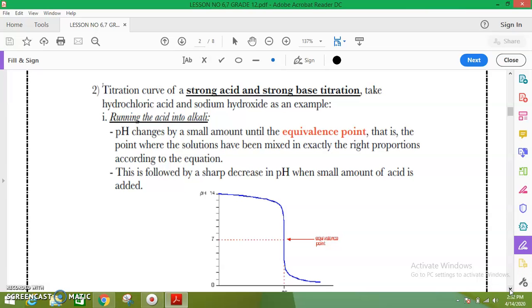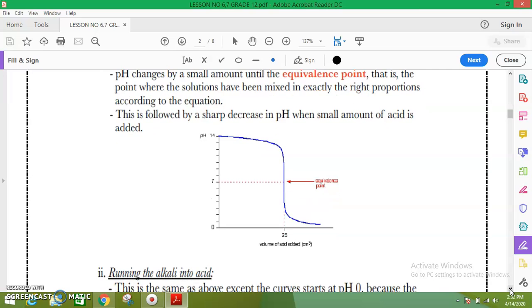Look here at this graph, how you will draw the graph. On the y-axis pH and on the x-axis volume of acid or base. So here we add acid, so volume of acid on the x-axis and pH on the y-axis from 0 to 14. 7 is the equivalence point here. Equivalence point at 7. We will start from 14 to 0, pH from 14 to 0.